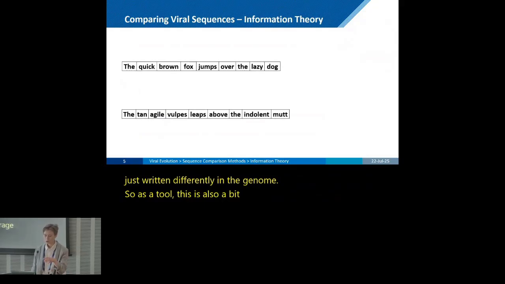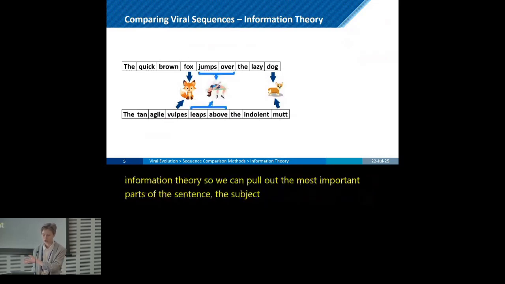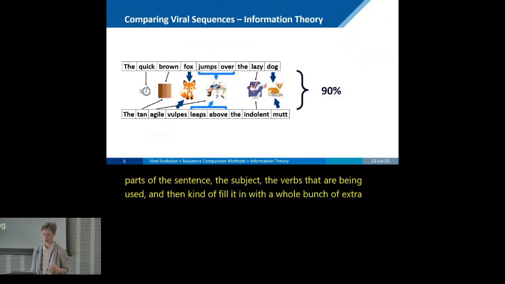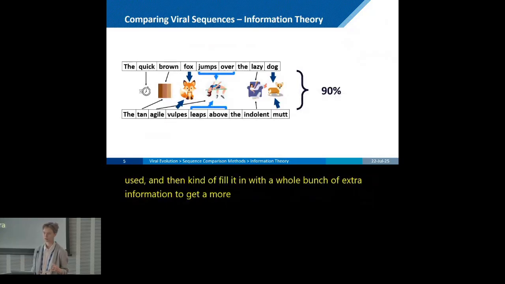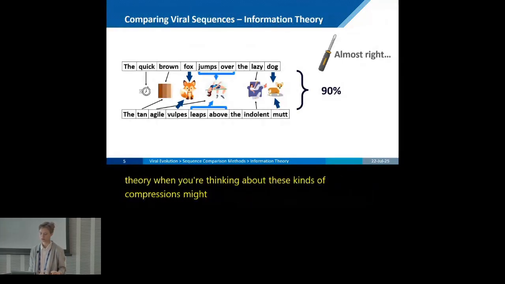So we can pull out the most important parts of the sentence, the subject, the verbs that are being used, and then fill it in with a whole bunch of extra information to get a more informed setup. But this is almost right, because now if you wanted to look back at, say, a single nucleotide polymorphism, information theory, when you're thinking about these kinds of compressions, might not necessarily be the best tool for that. So let me tell you what is.